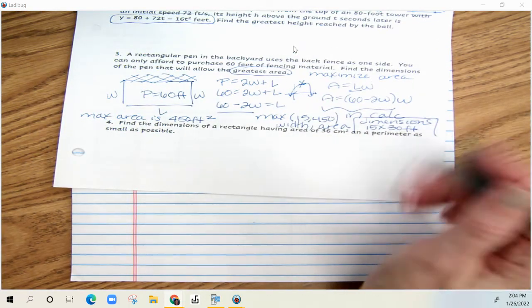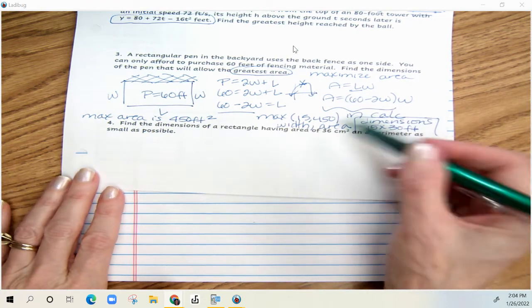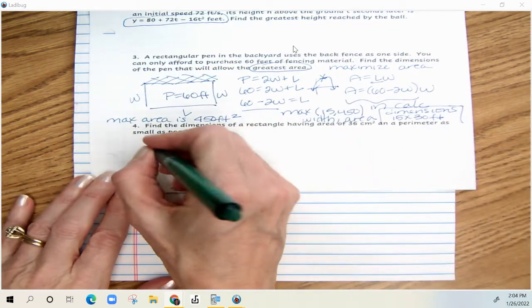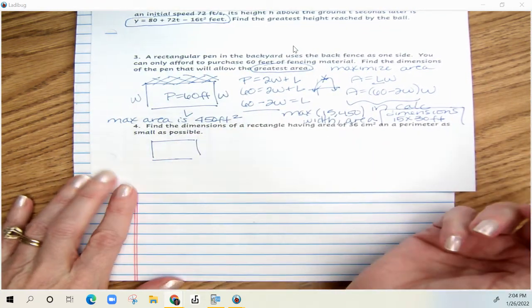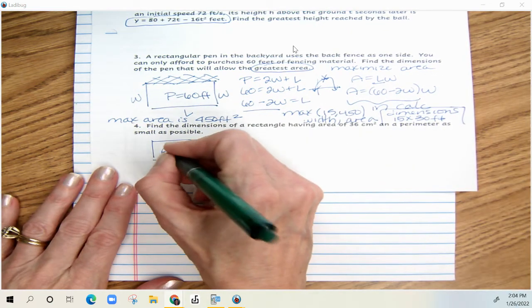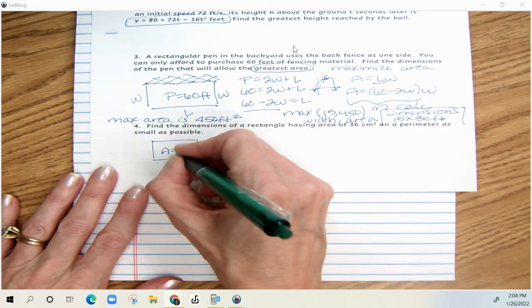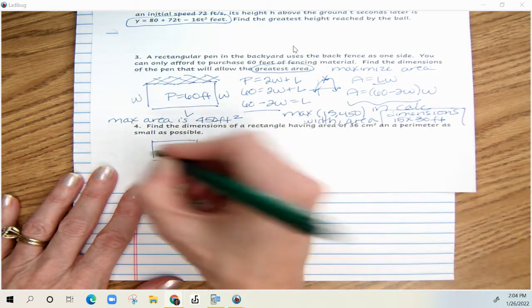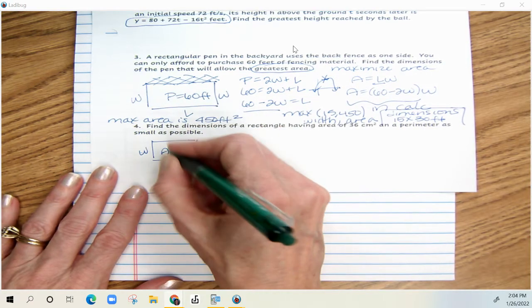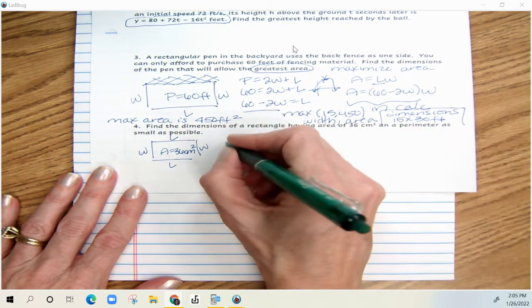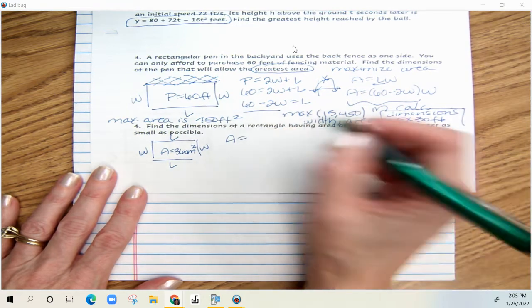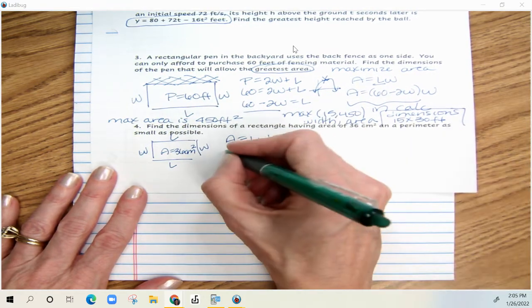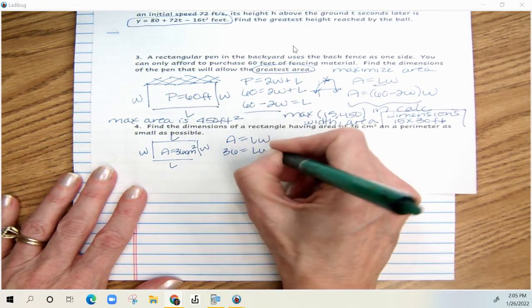All right, so 4 is similar. It's a rectangle. It mentions an area and a perimeter. So it says that the area of this rectangle is 36 centimeters squared. So I know that I have the width on both sides and the length. And I know that the formula for the area of a rectangle is length times width. And I know the area is 36.